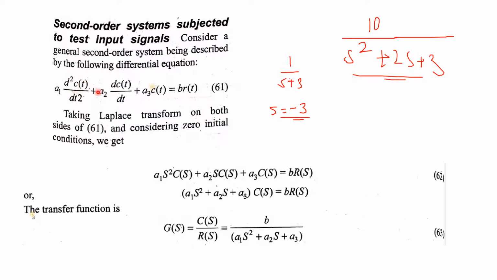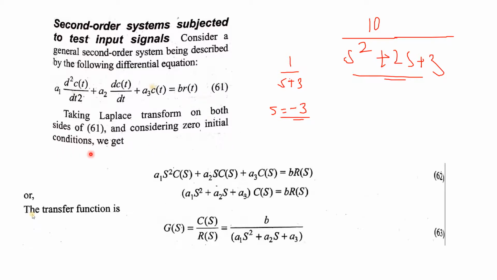So if it is a second order system, it will be the second derivative. That is why we have taken a second order differential equation: a1 d square c(t) by dt square, the second derivative of c(t), plus a2 times the first derivative of c(t), plus a3 c(t), equals b r(t). Here c(t) is the output and r(t) is the input.